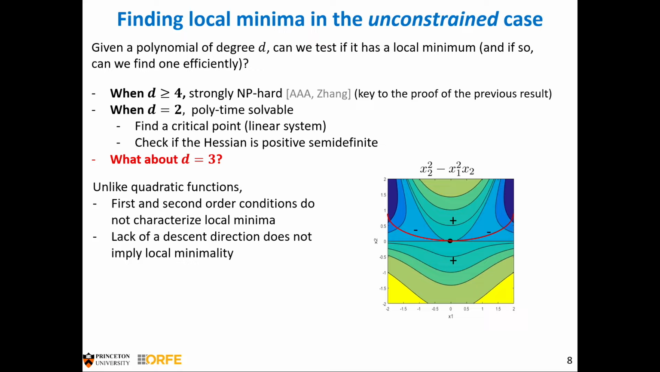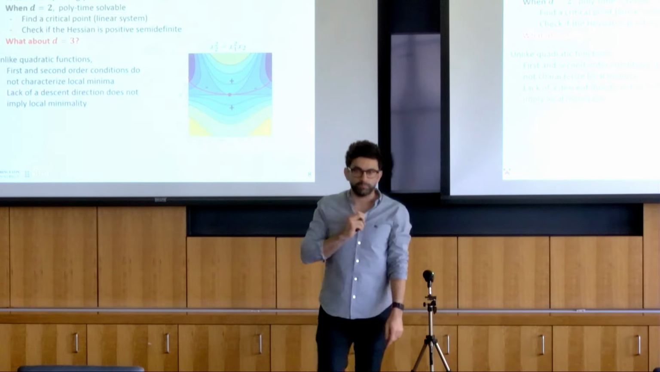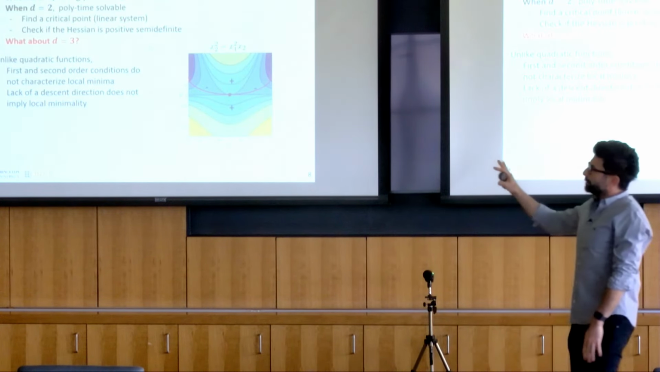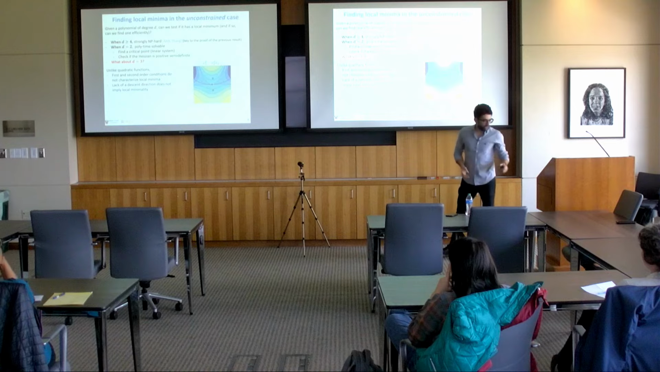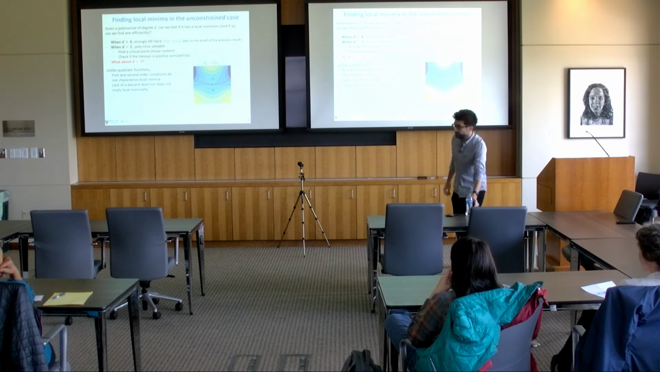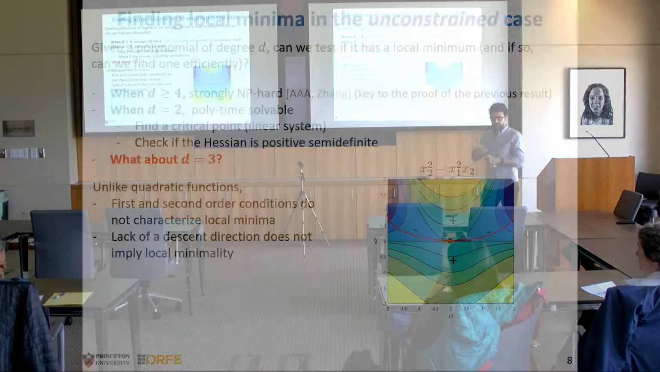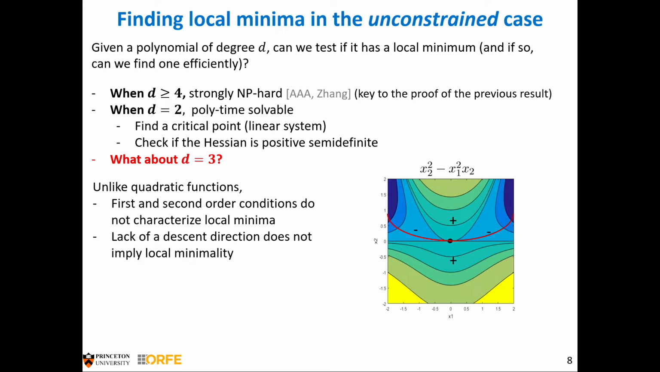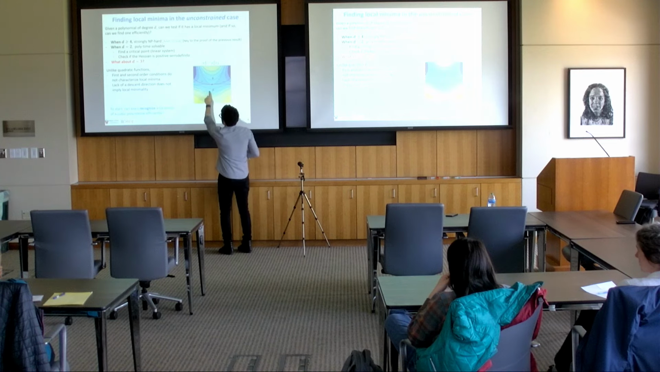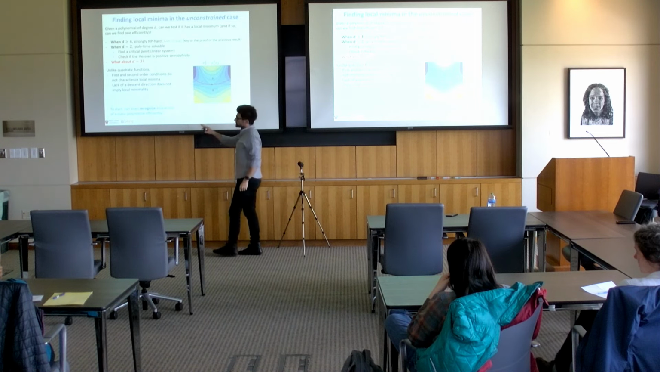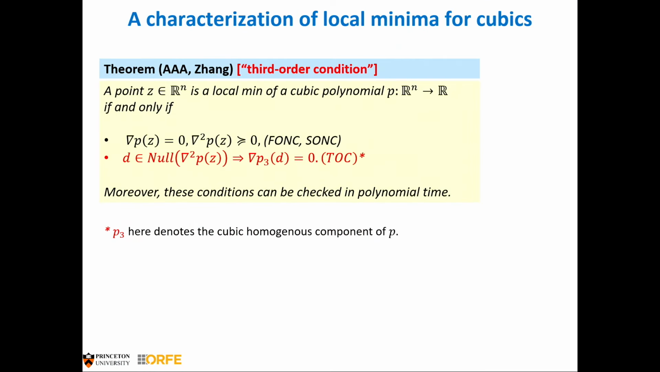But the origin is not a local min, because there is no descent direction, but there is a descent parabola. There's a parabola, this red one, such that if I move along the parabola, I will immediately decrease the function. So the origin is not a local min. And this behavior does not happen for quadratics. If a point is not a local min of a quadratic, there is always a descent direction that certifies it. So hopefully this tells you that it's not clear if we can even recognize if a given point is a local min. So let me first focus on the recognition problem.